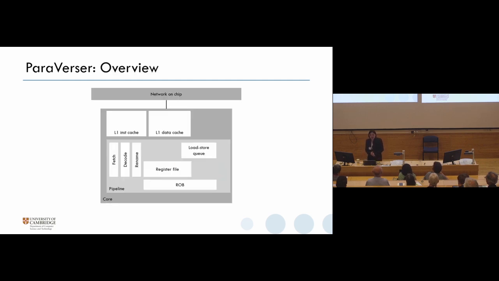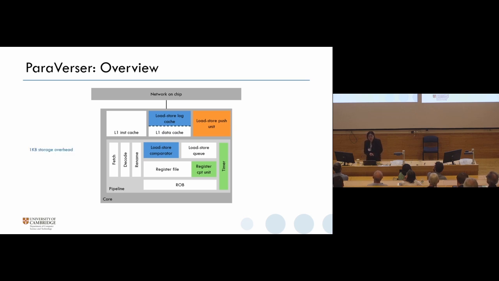To make this happen, we need to add some structures to the core. Here I show a simplified diagram of a general purpose core. To this, we will add a register checkpointing unit and a timer. These structures are here to split the workload into different segments and take checkpoints. We will also add a load store push unit to push data from the main core to the checker core. And we extend the L1 data cache to be able to store the load store log on the checker core. We also add a load store comparator to compare for differences in data.